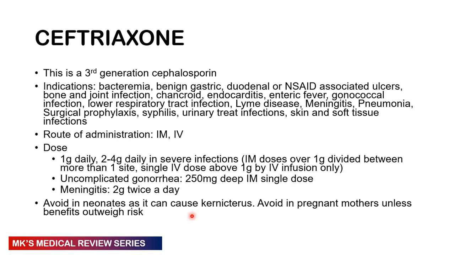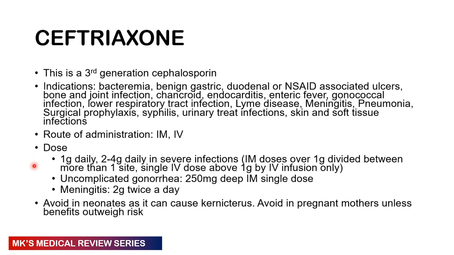Now, you also have another third generation Cephalosporin, which is the most commonly used drug, I think in the country, Ceftriaxone. So this is used for bacteremia, benign gastric duodenal or NSAID associated ulcers, bone and joint infections, chancroid, endocarditis, enteric fever, gonococcal infections, lower respiratory tract infections, Lyme disease, meningitis, pneumonias, surgical prophylaxis. You can use it for syphilis. You can use it for urinary tract infections, skin and soft tissue infections. And of course, it can be given IM, intramuscular, or IV, intravenous.